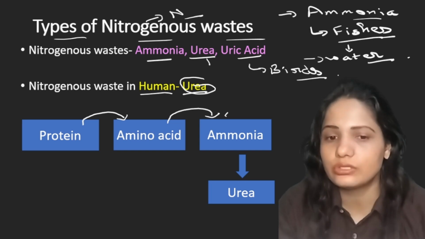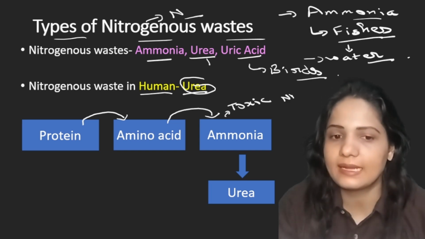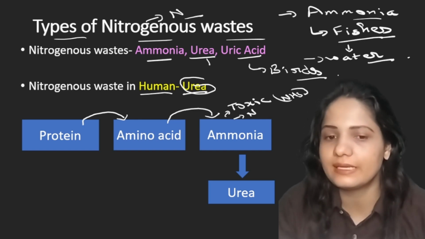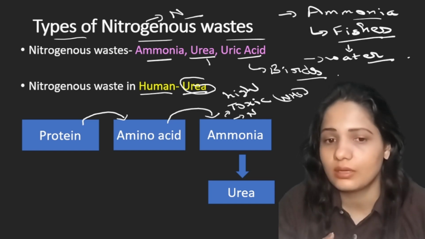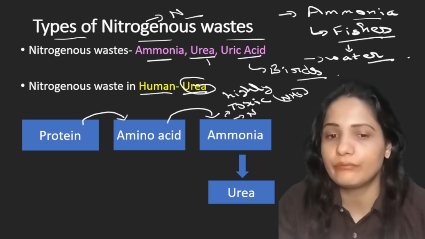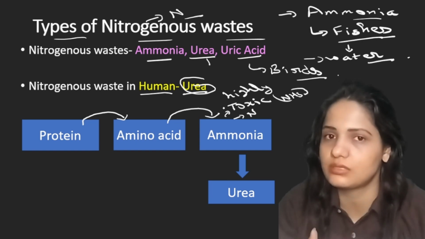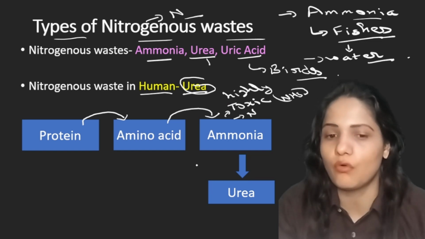Now we have this ammonia. Ammonia is a toxic compound, NH3. Ammonia is a toxic compound for the human body, and also it contains nitrogen. So it's a nitrogenous waste which is highly toxic. This is highly toxic. We have to convert this highly toxic compound first into a less toxic compound. This ammonia is converted into a less toxic form, urea.